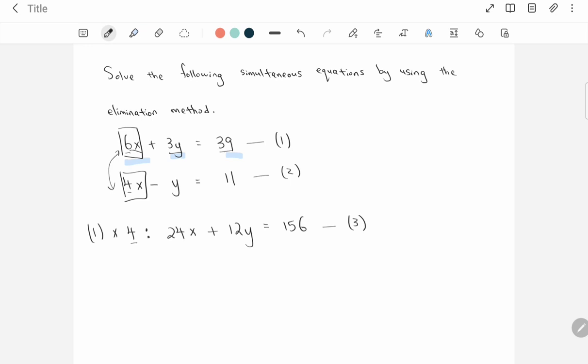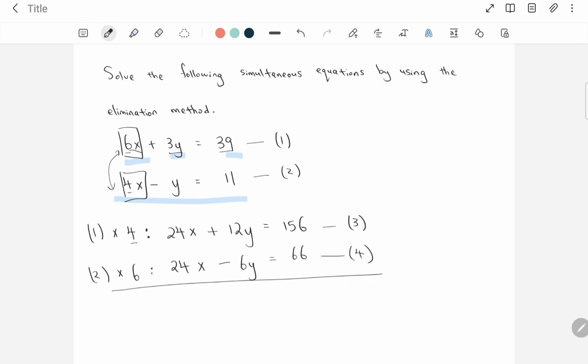Then I need to transform the second equation into another new equation. This time, I have to multiply everything in the second equation by 6. So 4x times 6 becomes 24x. For the negative y, it becomes negative 6y. For the 11, it becomes 66. Then we can name this new equation as equation 4.